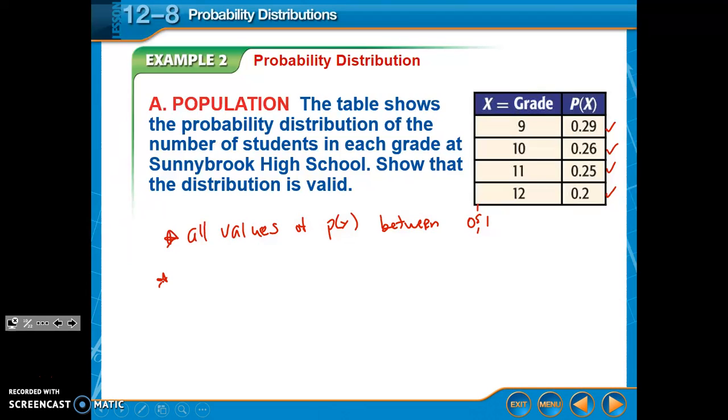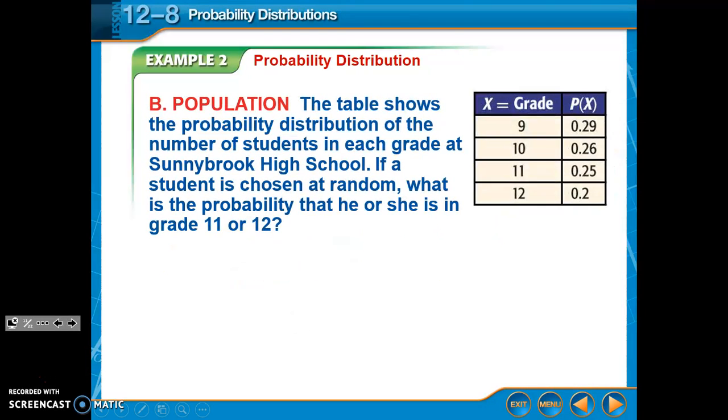The second thing we want to look for is that the sum is 1. So we want to show that 0.29 plus 0.26 plus 0.25 plus 0.2, hopefully when we add those all up, we get 1. Okay, so when I add it all up, I do indeed get 1. So this one is valid because it meets those 2 requirements.